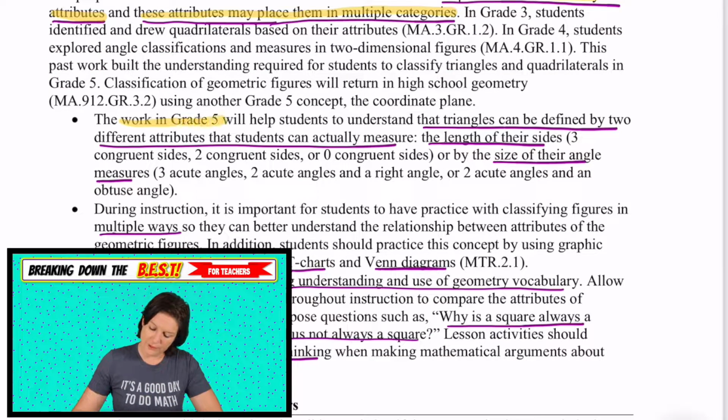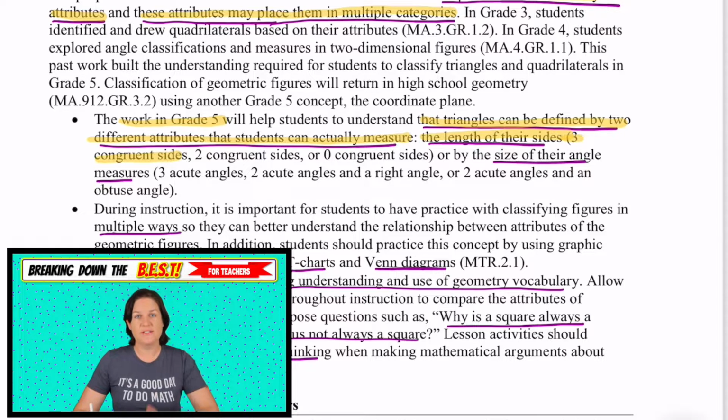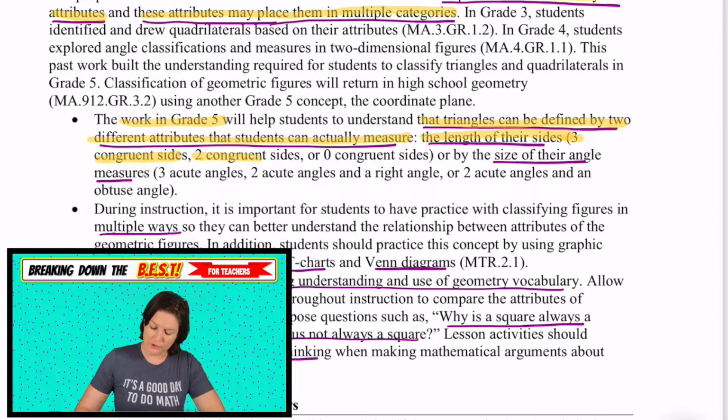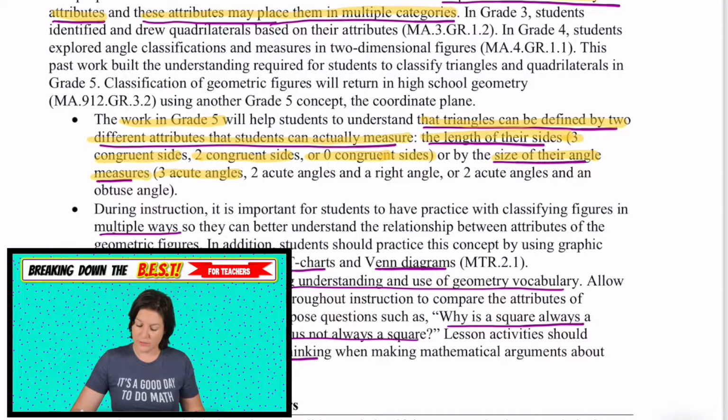Here it says that the work in 5th grade will help students to understand that triangles can be defined by 2 different attributes that students can actually measure. We can measure the length of their sides, whether they have 3 congruent sides, congruent means equal, 2 congruent sides, or 0 congruent sides. So we can name them based on their sides, or we can name them based on the size of their angle measures. 3 acute angles makes it acute. It can have 2 acute angles and a right angle, which makes it a right triangle, or 2 acute angles and an obtuse angle, which makes it an obtuse triangle.